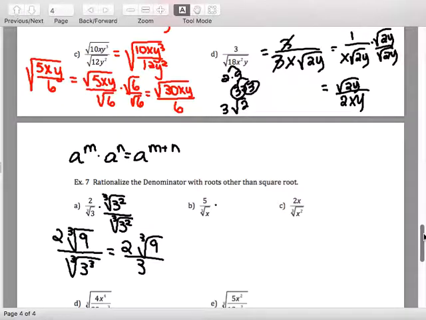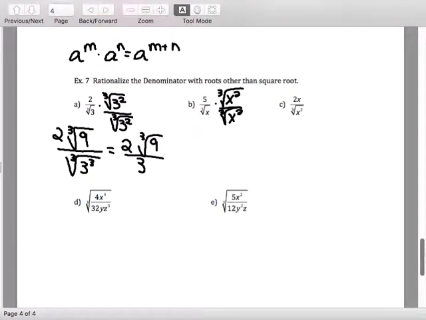So look at letter B, 5 over the cube root of x. So I'm going to multiply by the cube root of x squared. And the reason why is I have x to the first, and I need it to be a 3. So the exponent property says we add the exponent. So I need 1 plus 2. So you did the square. Do you always do that for all of them? Well, stay with me, and we'll see. So this is going to give me 5 cube root x squared over x, because the cube root of x cubed is x to the first.